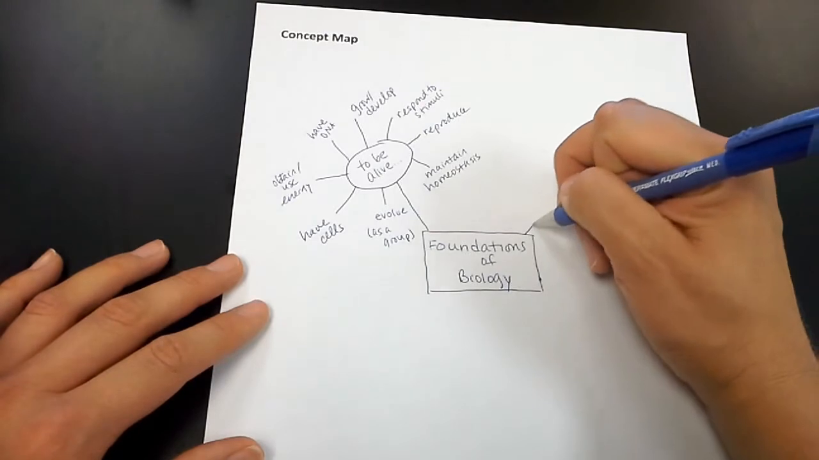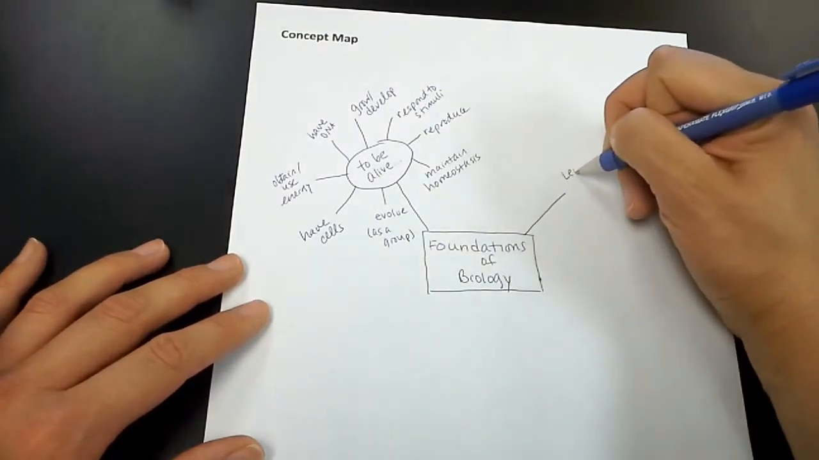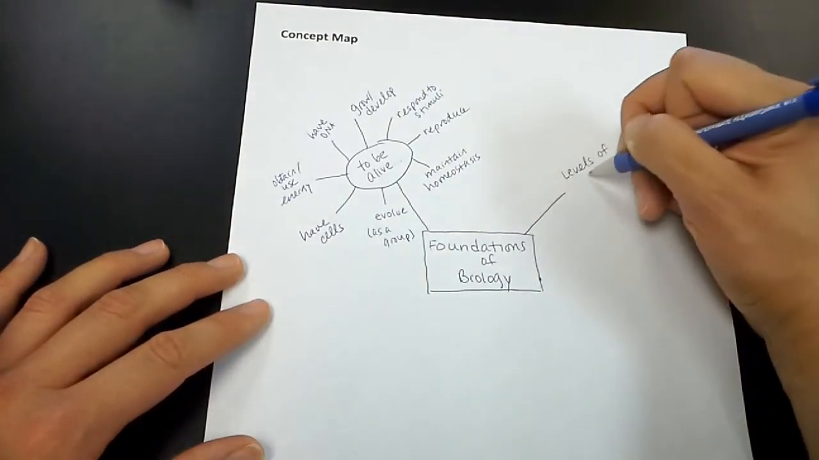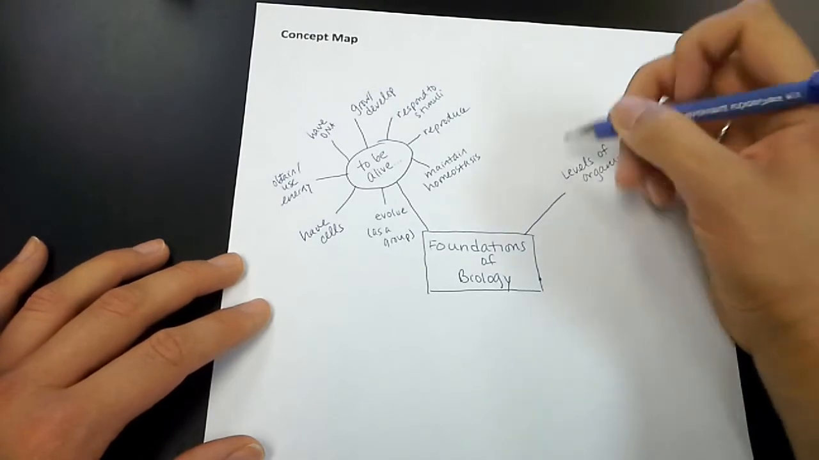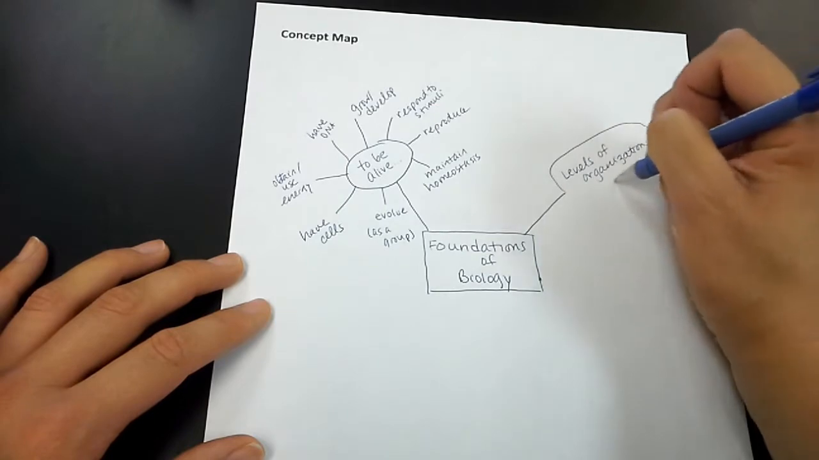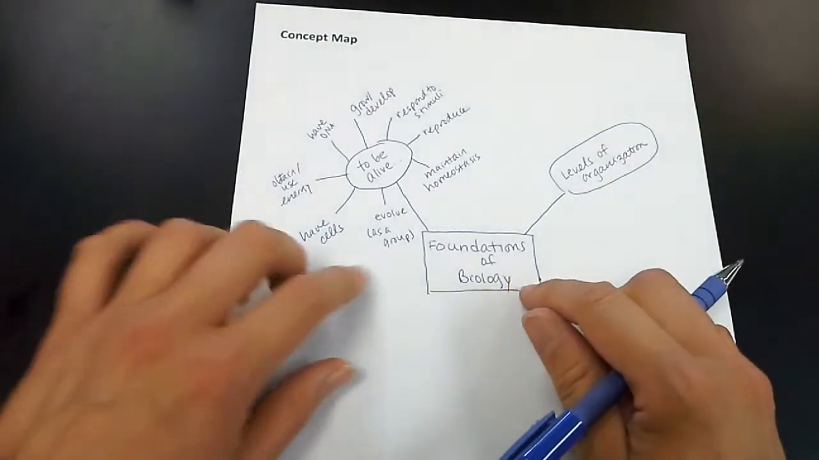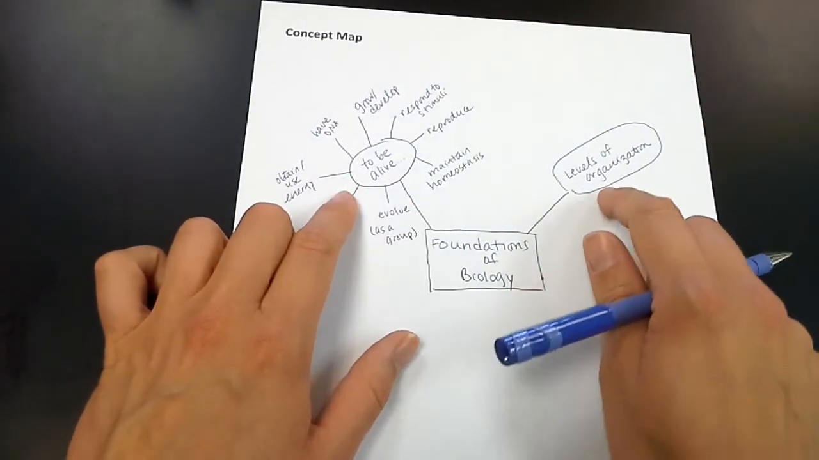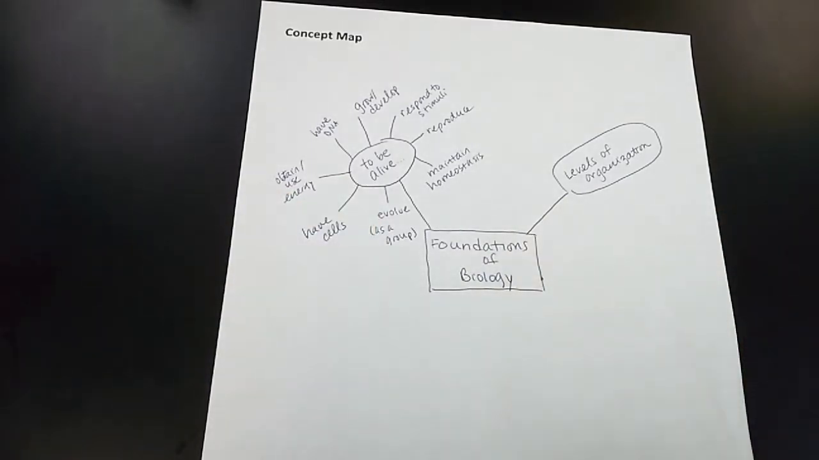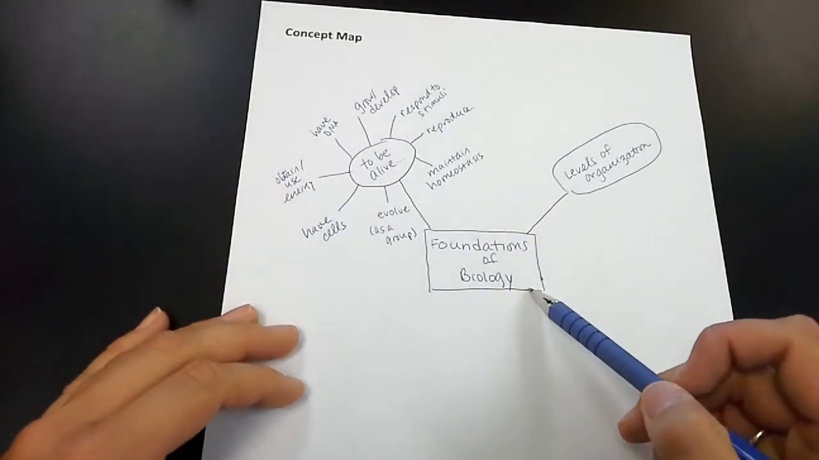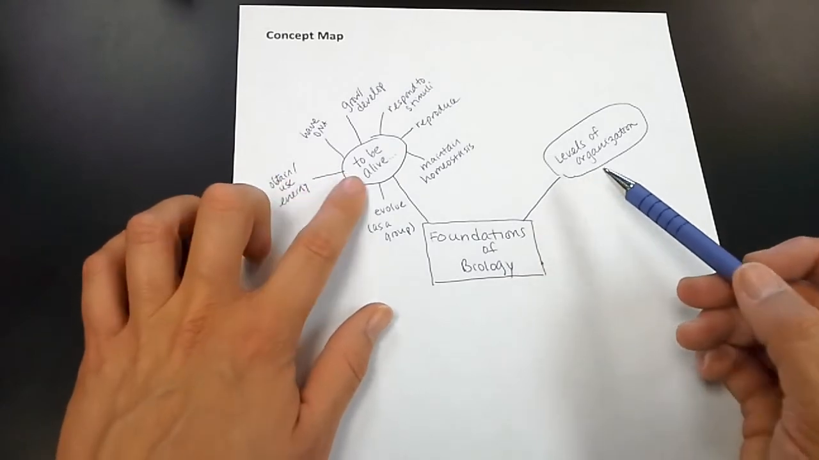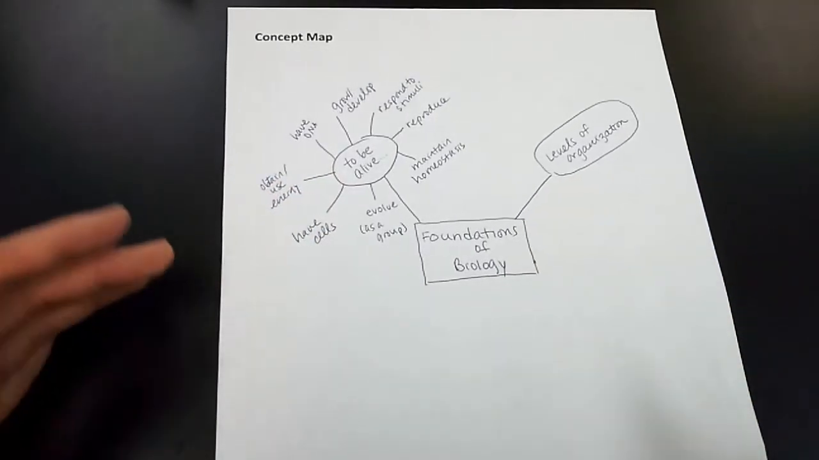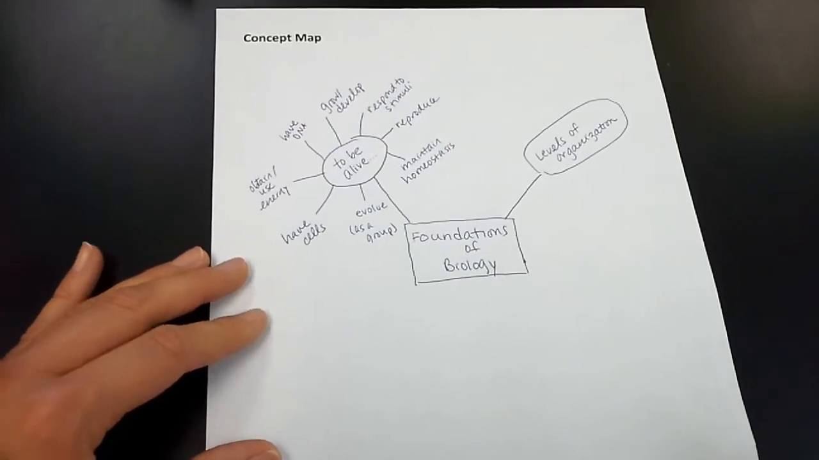Something else that we talked about: levels of organization. And I'm going to circle that one. And you can see for a concept map, I'm kind of using different shapes here so you can easily see the hierarchy of my ideas. This is my main title, and then I'm circling my subtitles, and then the points that support the subtitles, I'm not doing anything to them. I'm leaving them the way they are.